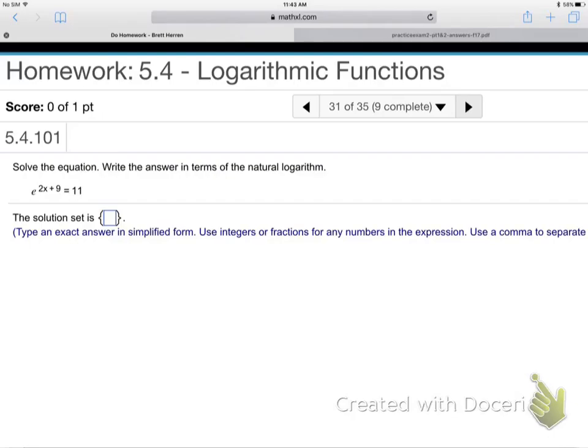Okay, let's try another one of these. e to the 2x plus 9 equals 11. I hope you see it. You remember all my history stories. x is in power. So we'll get it out of power with ln. So take ln to both sides. ln of both sides.